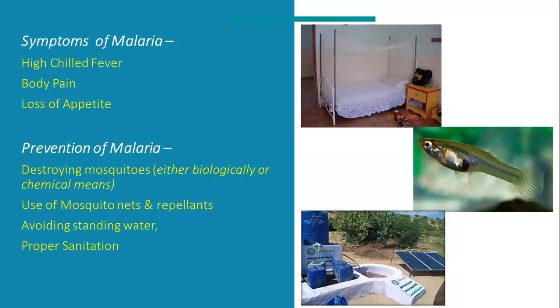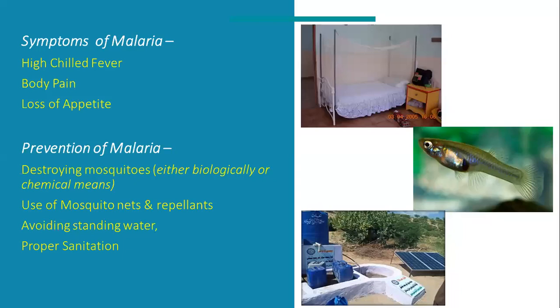Destroying the mosquitoes, either biologically or by chemical means. Like the government usually sprays DDT or other insecticides into the standing water bodies, maybe the gutters, maybe the drainage areas or standing water regions.